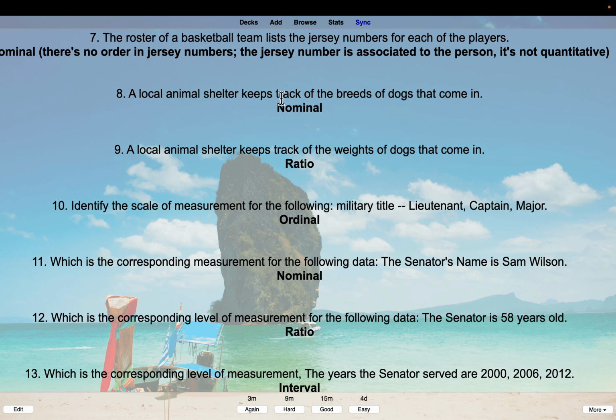Number 8, a local animal shelter keeps track of the breeds of dogs that come in. The kinds of breeds, for example, huskies and wieners, it's nominal. A local animal shelter keeps track of the weights of the dogs. This is ratio. There cannot be a negative weight value. Number 10, identify the scale of measurement of the following. This is ordinal because we have a scale of measurement. So military title is ranked according to superiority, if I'm not mistaken. So lieutenant, captain, and then major.